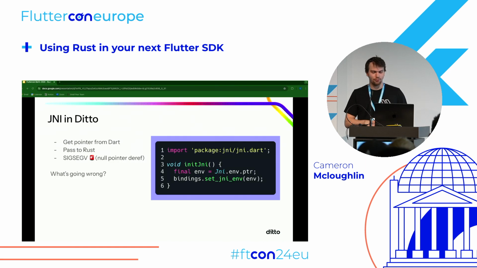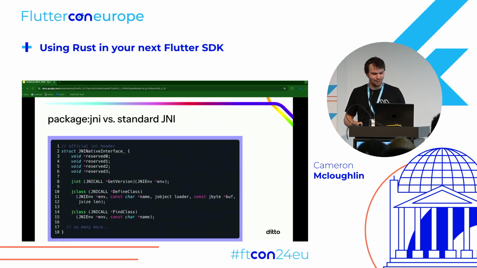So we tried it. We did it the obvious way, and it segfaulted on a null pointer deref, which is strange, because all we're doing is taking this pointer from Dart's JNI package, passing it to Rust, and using Rust's JNI package to look up a class. It could say class not found. That's something I would have expected, but it didn't. It segfaulted. So what's going wrong here?